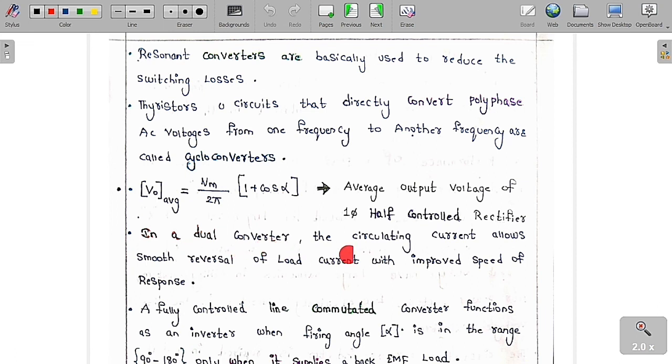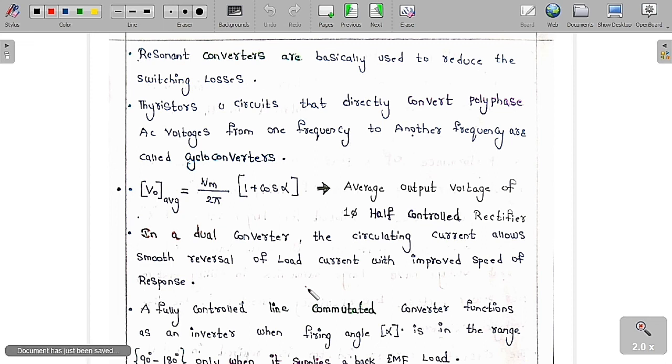In a dual converter, the circulating current allows the smooth reversal of load current with improved speed of response. If you want the load to always change the current direction, then we have to use the circulating current mode, which means we have to use the inductors.